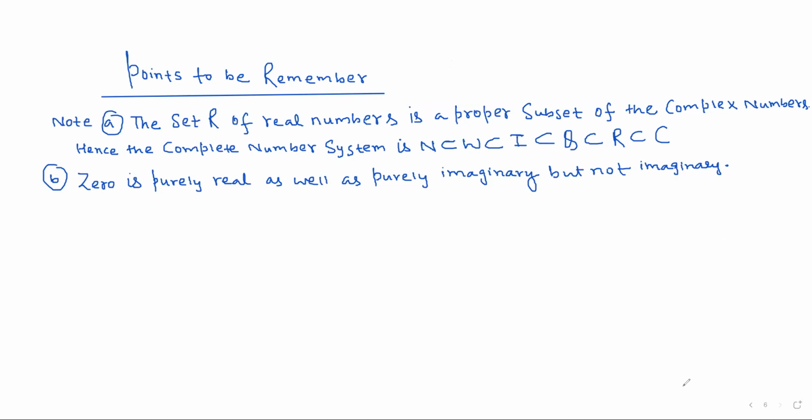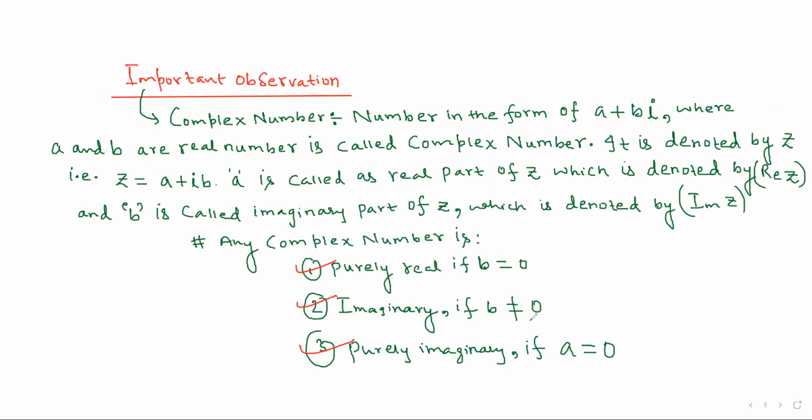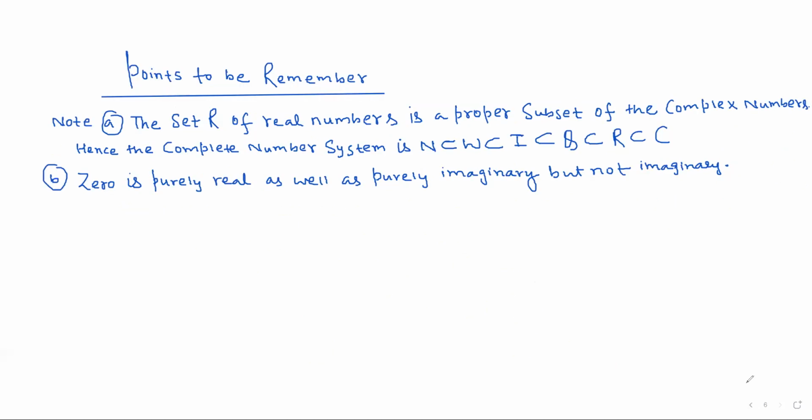You are also familiar with this. Just consider the condition of imaginary: b is not equal to 0. So b equal to 0 is purely real, a equal to 0 is purely imaginary, but in the case of imaginary, b is not equal to 0. The real analytical and logical proof I will give you in the chapter of complex numbers.